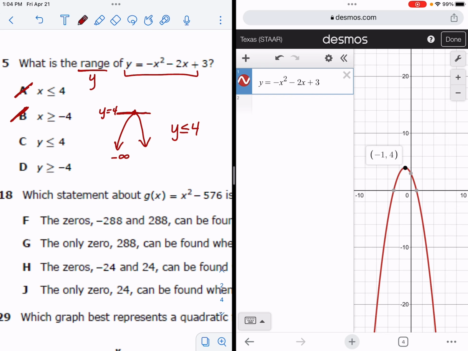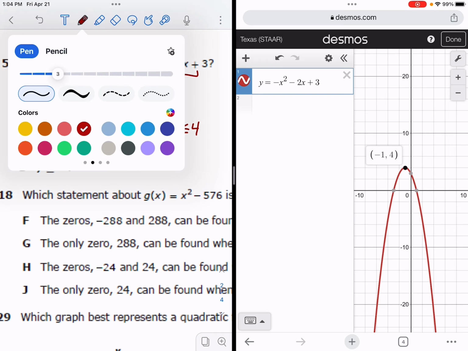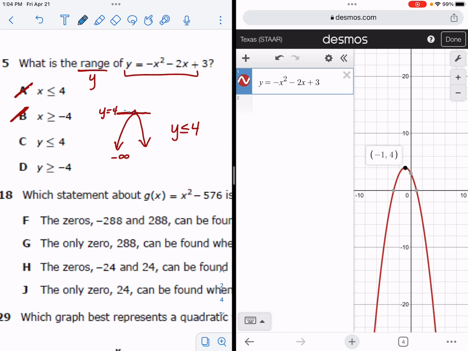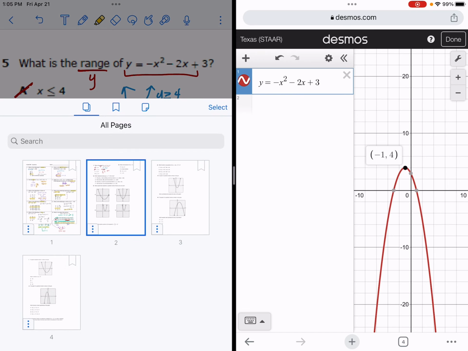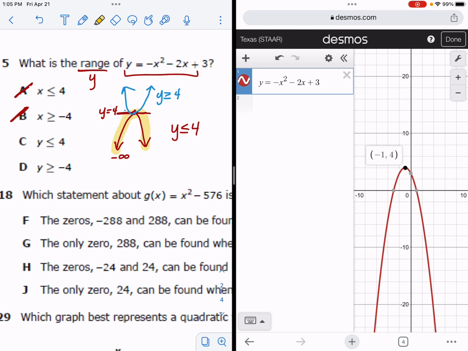If it were opening up, like this, I call that a happy parabola. We would have y is greater than or equal to 4, but we don't have that in this case. We have this one.